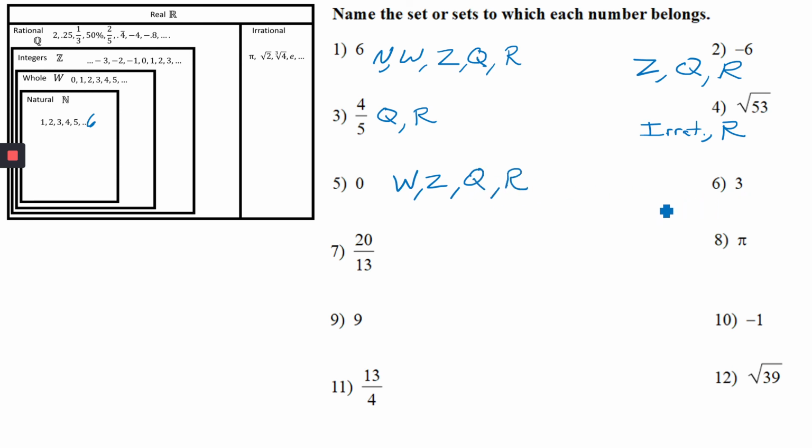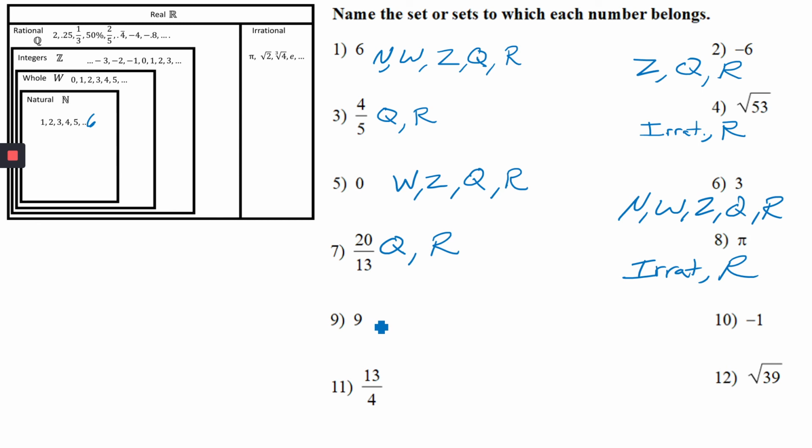3 is similar to 6, right? So that's also a natural, a whole, an integer, a rational, and a real. 20 over 13, that's a fraction, the same as number 3, so that's going to be rational and real. Pi, where does pi belong? Pi, again, is not just 3.14, it's a decimal that never repeats and never stops. So pi is irrational and real.